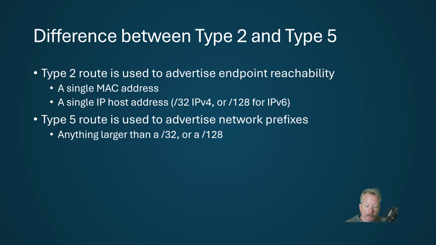A type 5 route is used to advertise network prefixes. So it's got to be bigger than a /32, or bigger than a /128, in order to count there. So these are looking for networks, not hosts. Type 2 is for hosts. Type 5 is for networks.